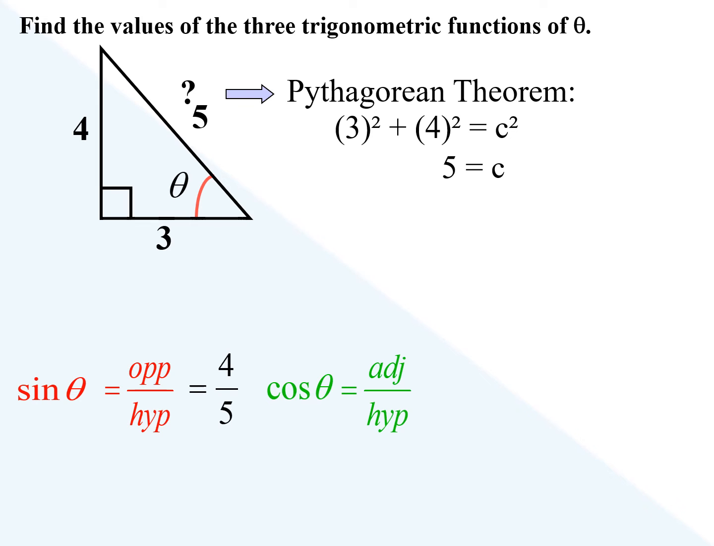And cosine theta, CAH, is equal to adjacent over hypotenuse. It is equal to 3 over 5. And tangent theta, TOA, is equal to opposite over adjacent, 4 over 3. So that is how we find the values of the three trigonometric functions if one of the lengths is missing.